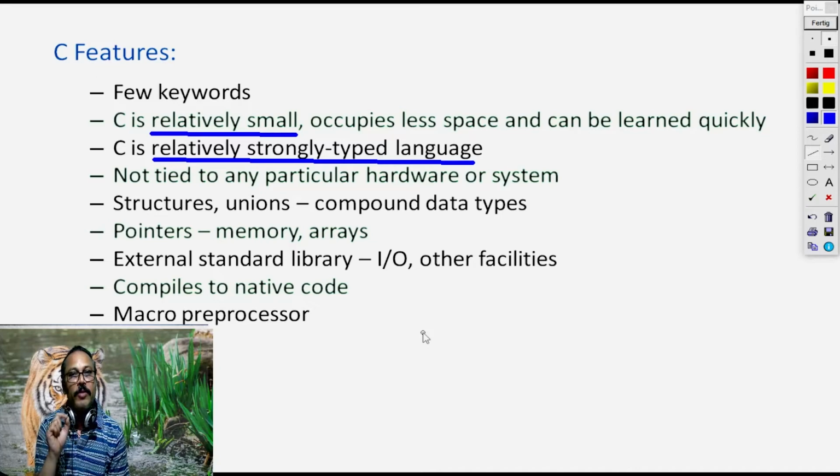whatever are available. It compiles to native code, that means depending on the machine. The compiler generates appropriate code which is suitable for the machine. This is the native code. It also supports a macro preprocessor, which is actually called substitution.